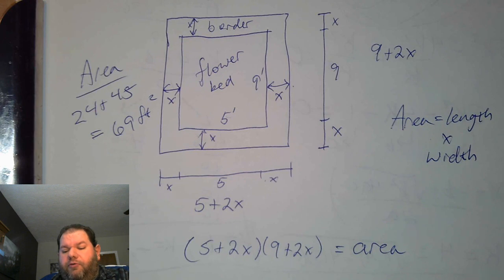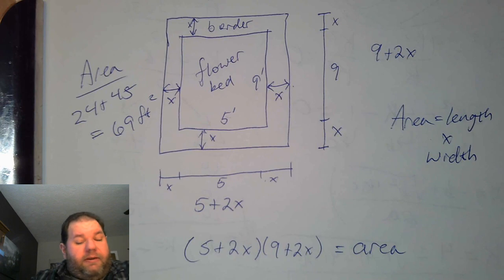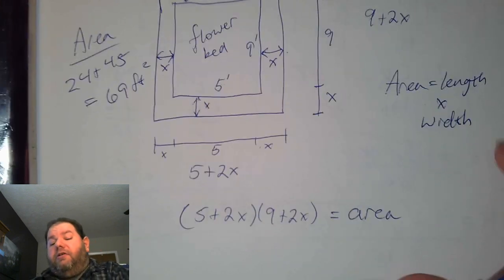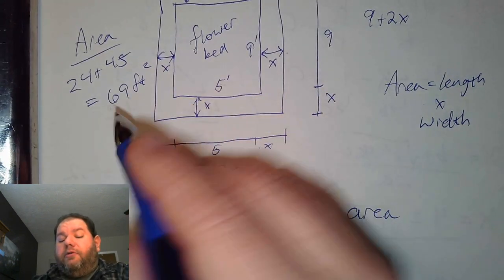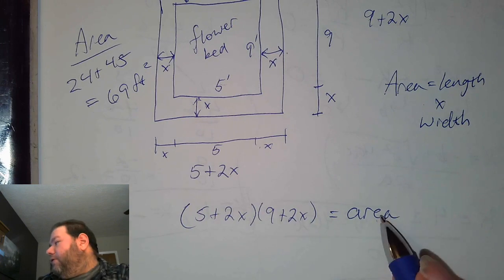I was hoping for a more even number, preferably a multiple of 4, but I guess it's not going to happen. Yeah, it's got to be 69. Okay, so we'll take this number and we'll put it over here where the area is.